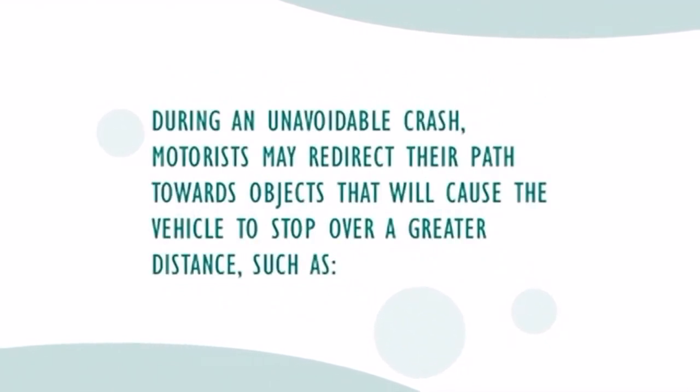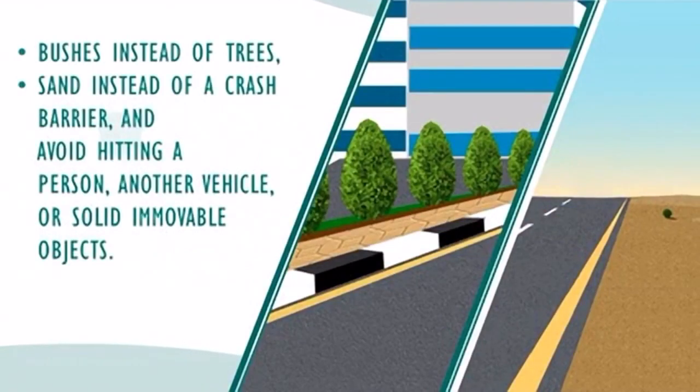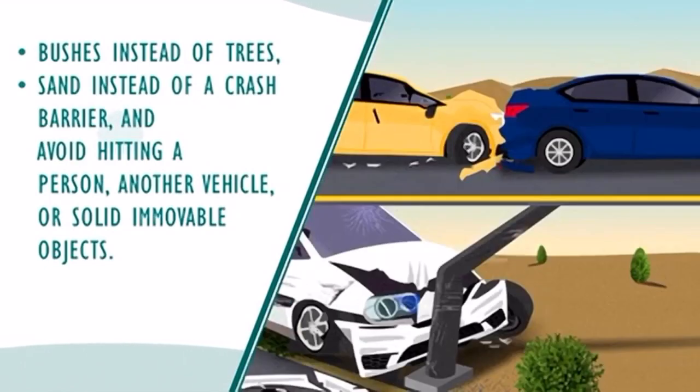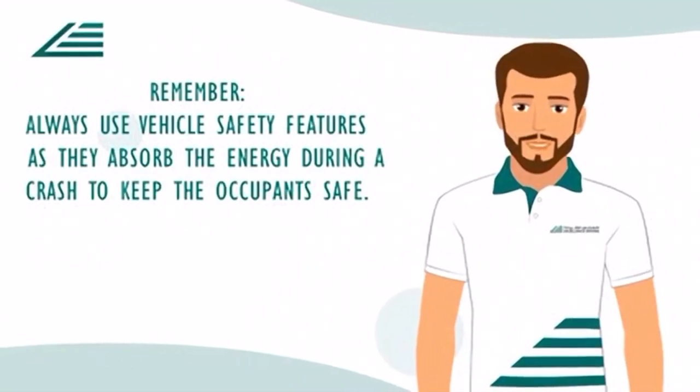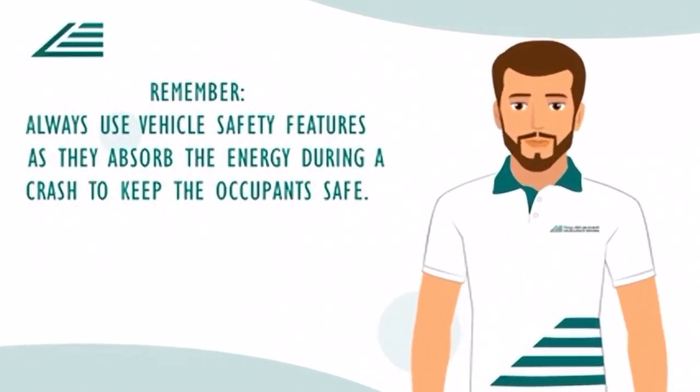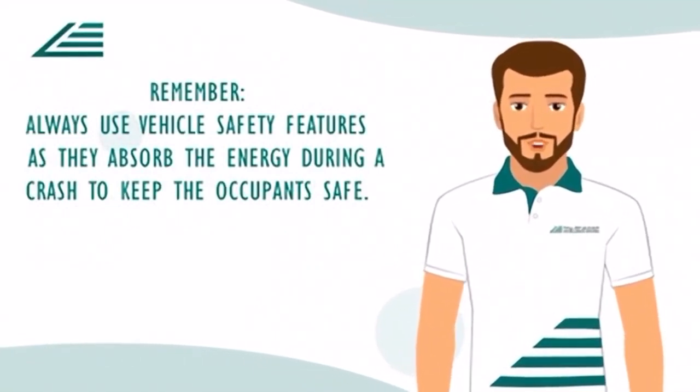During an unavoidable crash, motorists may redirect their path towards objects that will cause the vehicle to stop over a greater distance, such as bushes instead of trees, and sand instead of a crash barrier, and avoid hitting a person, another vehicle, or solid immovable objects. Remember, always use vehicle safety features as they absorb the energy during a crash to keep the occupant safe.